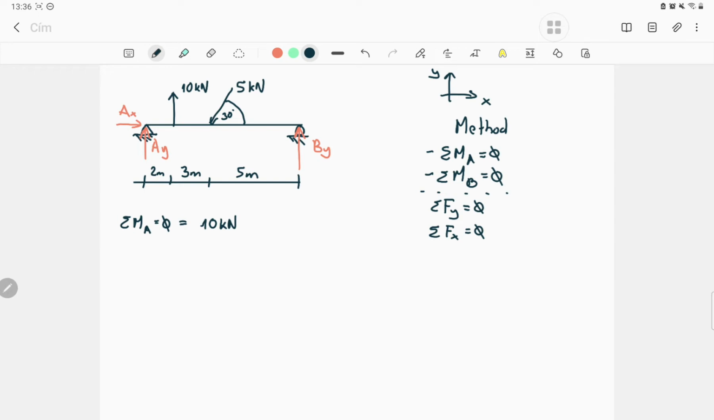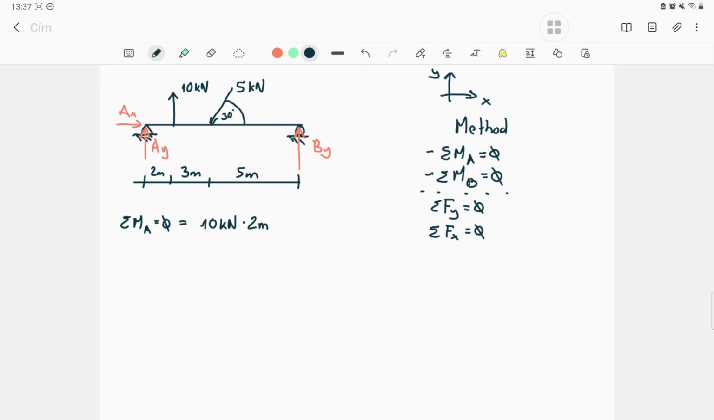And the 10 kilonewton force is perpendicular to your beam, so you don't have to divide it. You can imagine this kilonewton is parallel with the y-axis, so you have just the y component. You don't have any x component. So the only thing you have to do is multiply with the perpendicular distance, which is 2 meters from the A point.